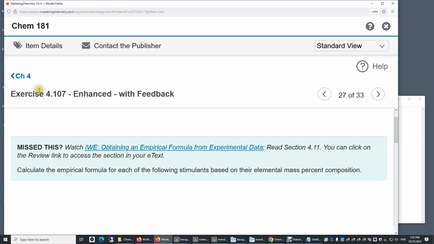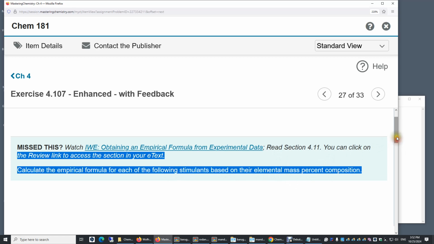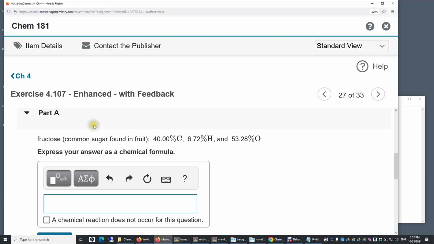Chapter 4, Exercise 4.107. Calculate the empirical formula for each of the following stimulants based on their elemental mass percent composition. Part A, fructose: 40% carbon, 6.7% hydrogen, 53.28% oxygen. These three numbers are the mass percentage.